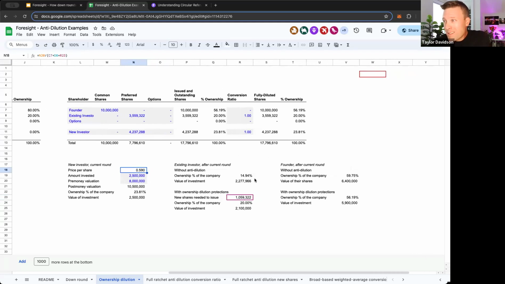And what you'll see basically is that these calculations mean the ownership percentage is maintained. So they own 20% before, they own 20% now, but the value of the investment still goes down. Right? The value of their investment was 2.5 million before. Afterwards, it's only 2.1 million, and that's normal.